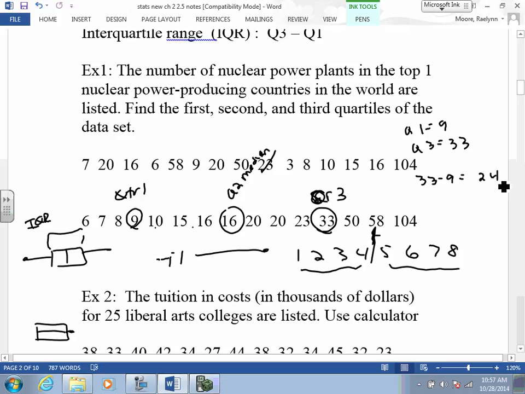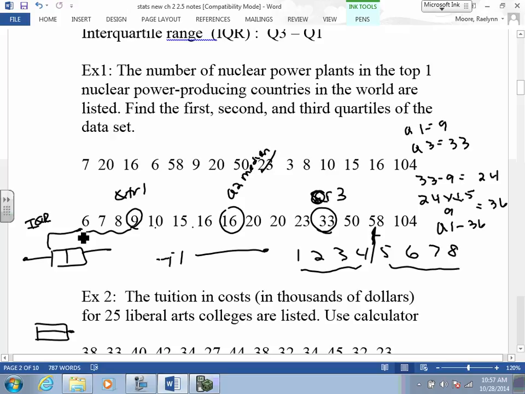24. Okay, let's multiply 24 times 1.5. So it's 36. Now we take 36 and subtract it from quartile 1. Quartile 1 is 9. If we subtract 36, we're in the negatives. Do we have anything less than that? No. Look how close together these were. Do you consider them as outliers?